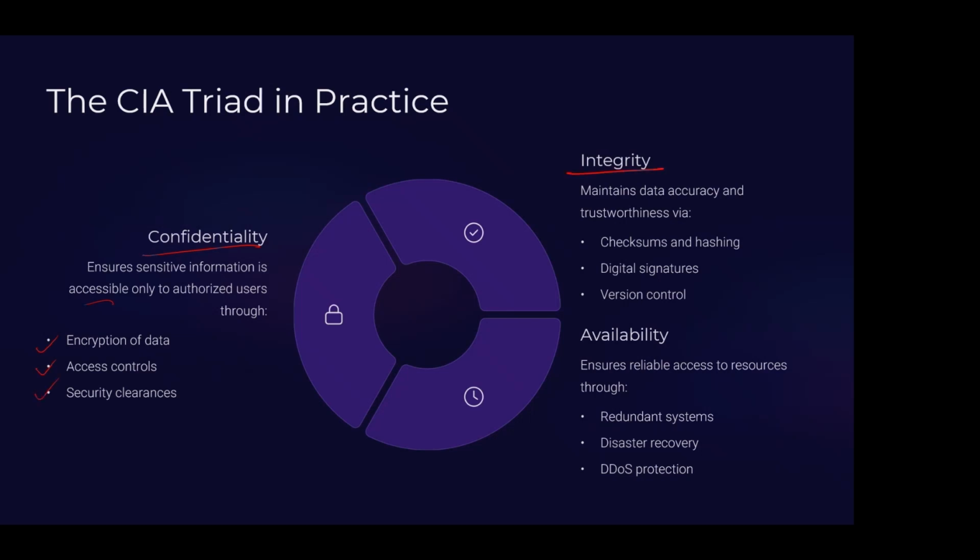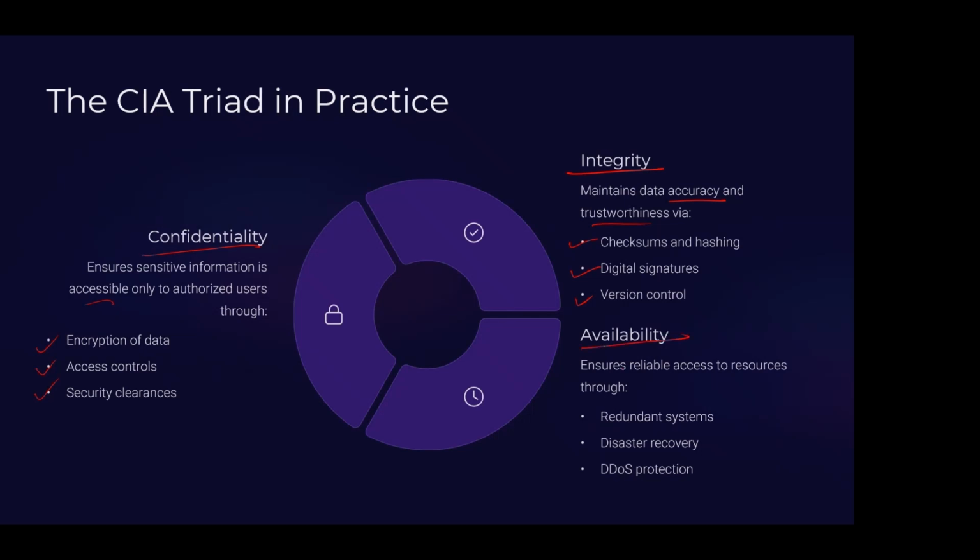Then next is I, which is integrity. Integrity maintains the data accuracy and trustworthiness, which means ensuring that the data is not changed, not tampered with during transit by any man in the middle, for example. So what are the processes involved to ensure integrity? Checksums and hashing are used to ensure integrity. Digital signatures are used, version controls. These are the processes used for integrity checks.